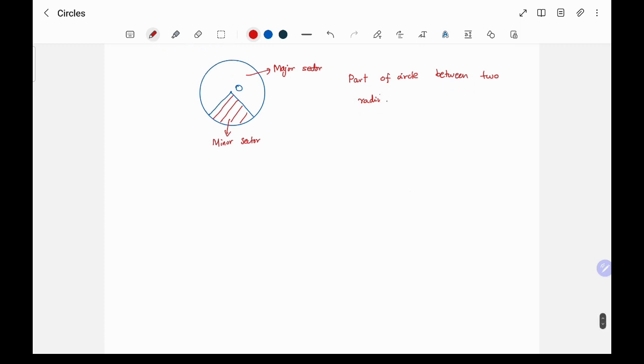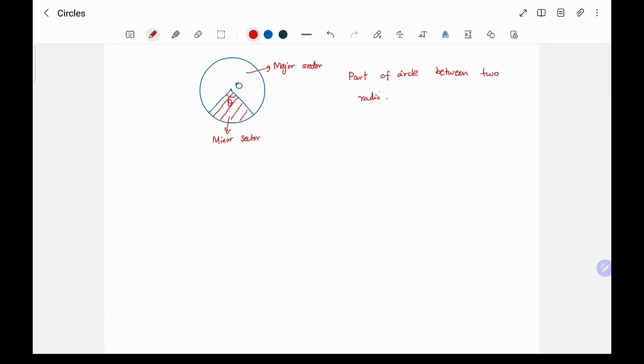This is a sector. So how will you get the area of the sector? Again, this is theta. So for 360 degrees, the area is pi r square, correct? So for theta, what will be the area? The question mark will be theta by 360 degrees into pi r square.